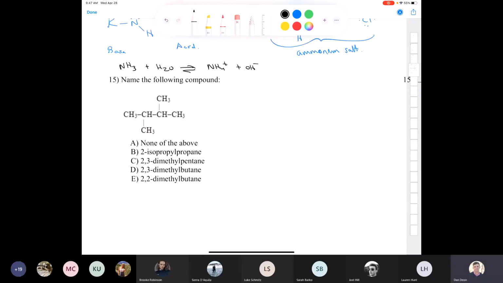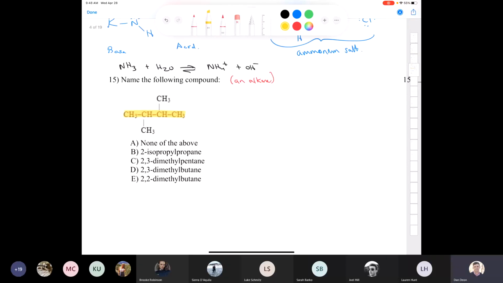Question 15, more nomenclature. Just name the following compound. This is an alkane. What's the first thing we're going to do? We're going to find the longest carbon chain. You could pick those 4 carbons, you could pick those 4 carbons, or you could pick those 4 carbons. Either way, you're going to end up with the exact same answer.